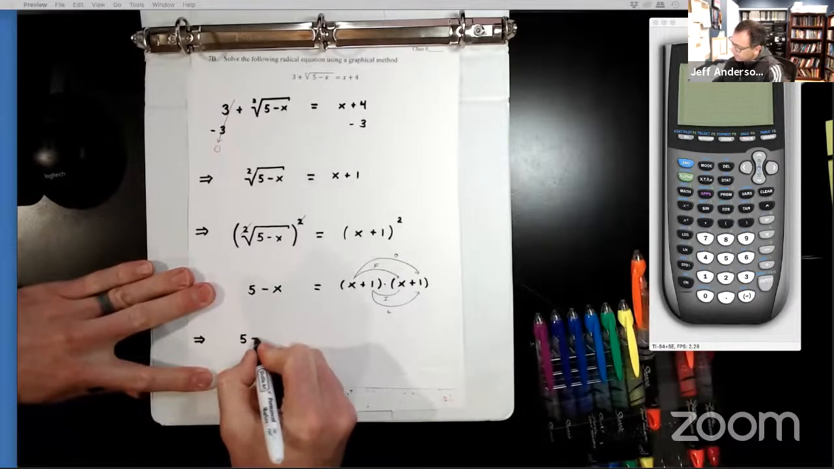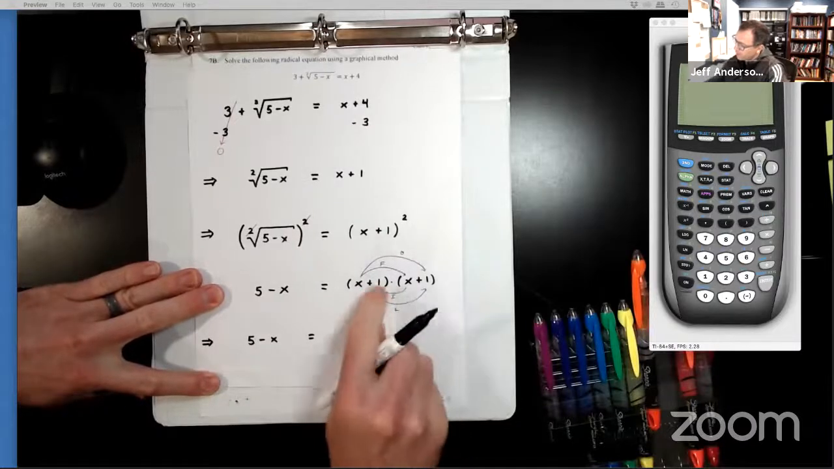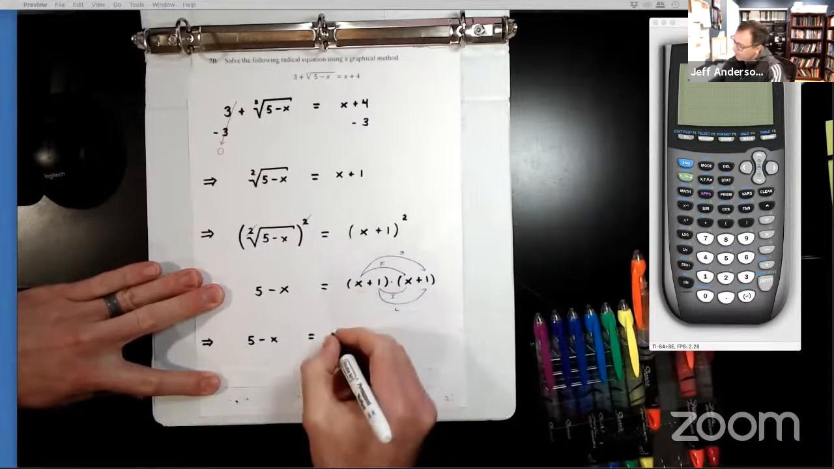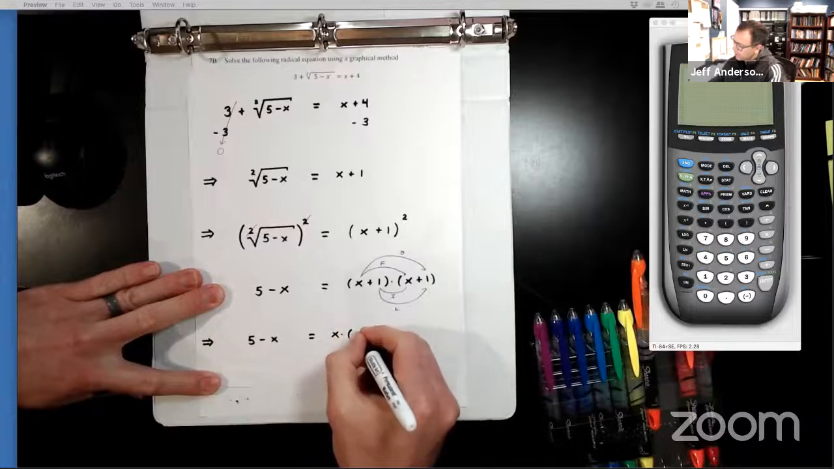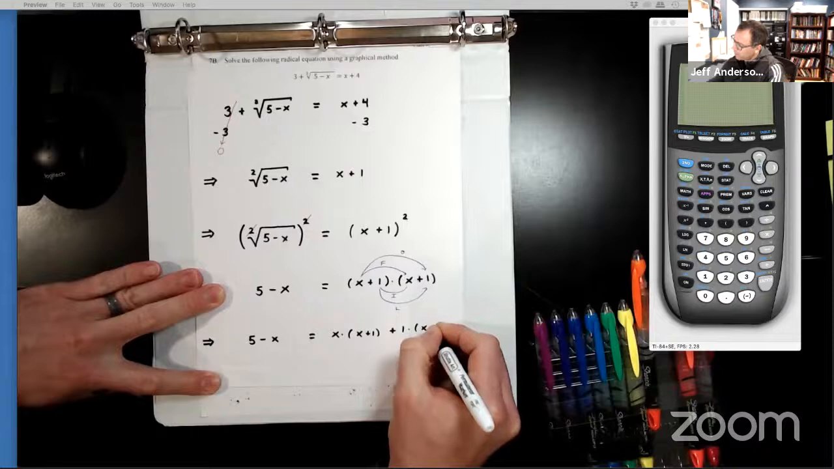I tend to like to do FOIL by distributivity. So this is an addition, that's a multiplication. So I can pass that multiplication inside the addition. So this is x outside of x plus 1. And then this is plus 1 outside of x plus 1.